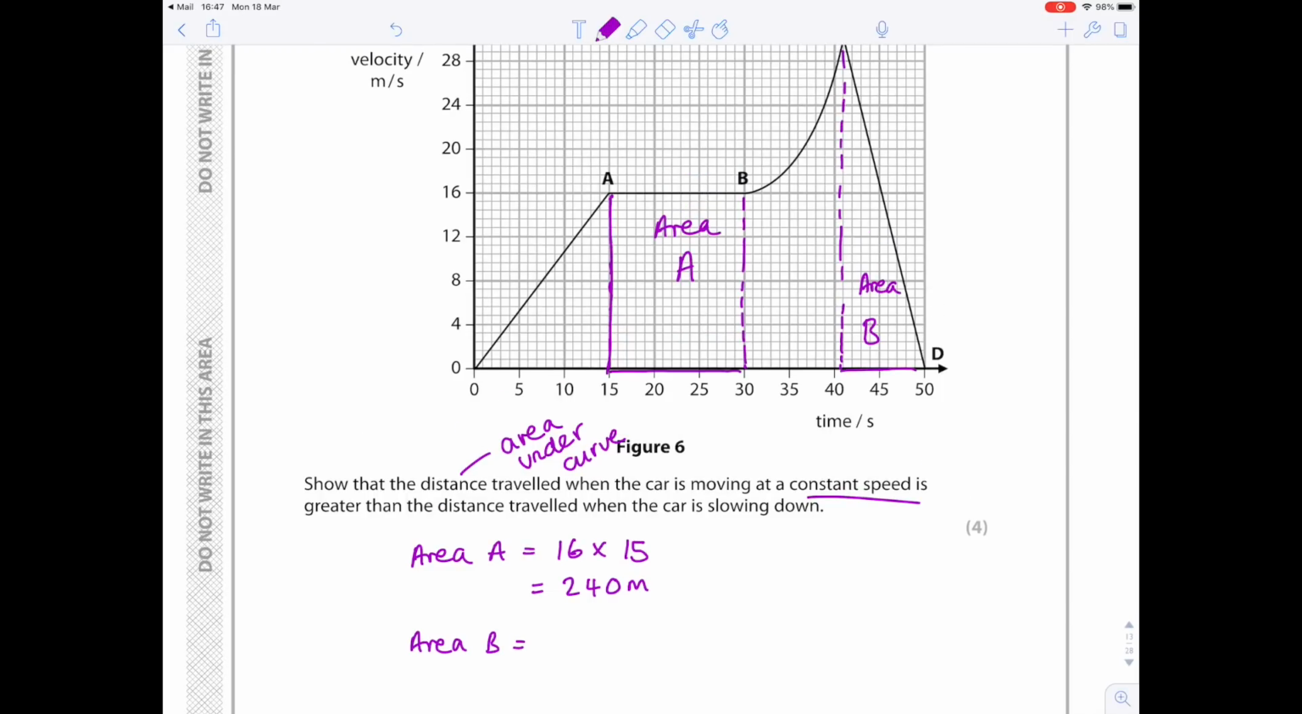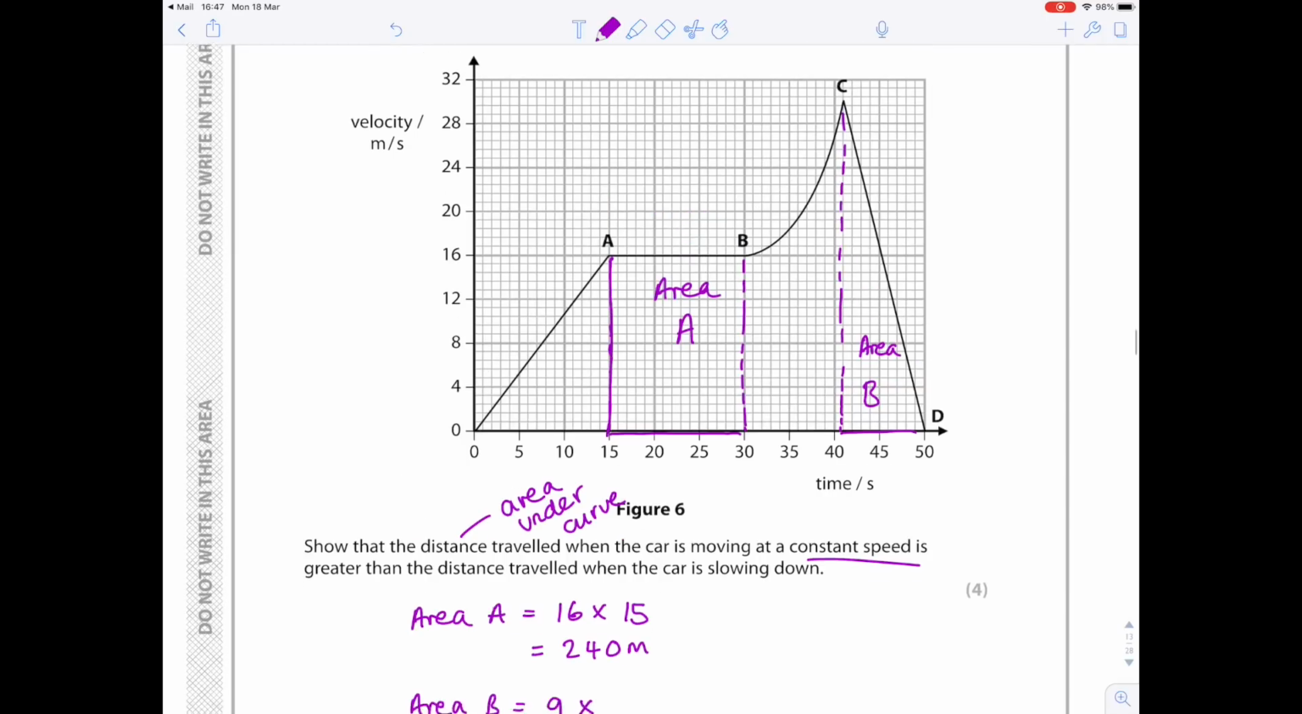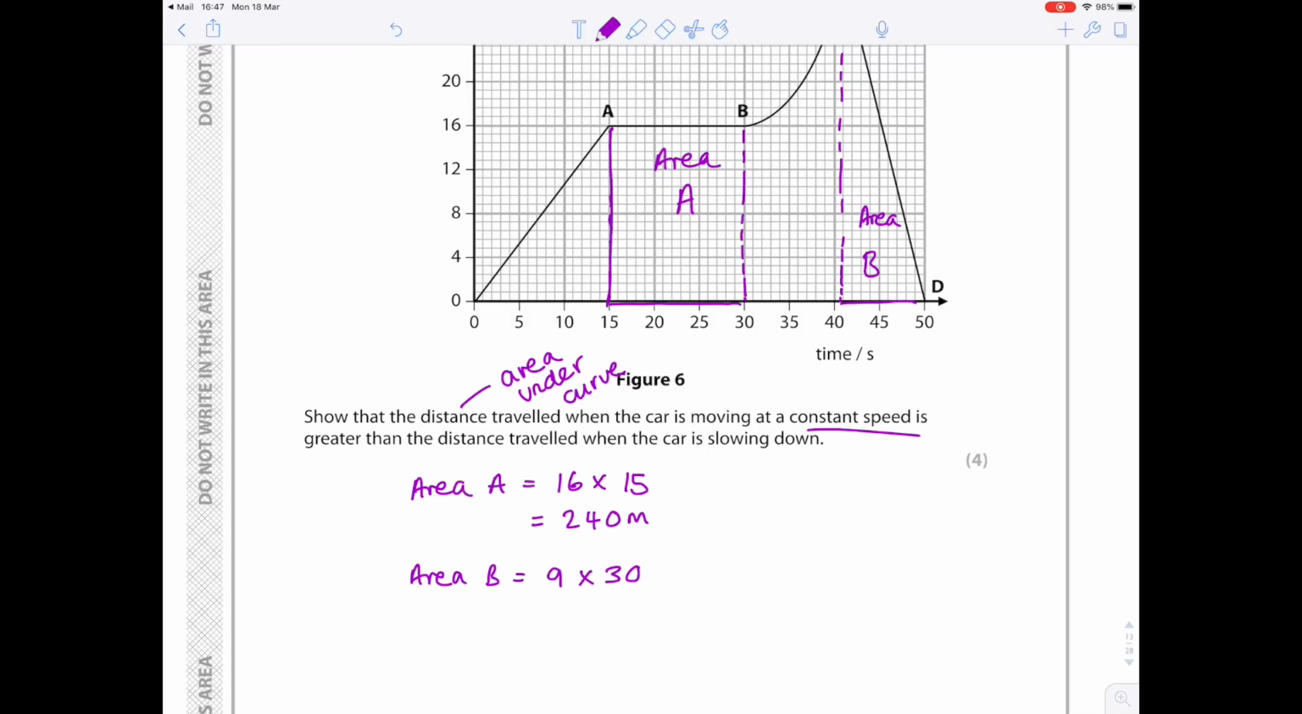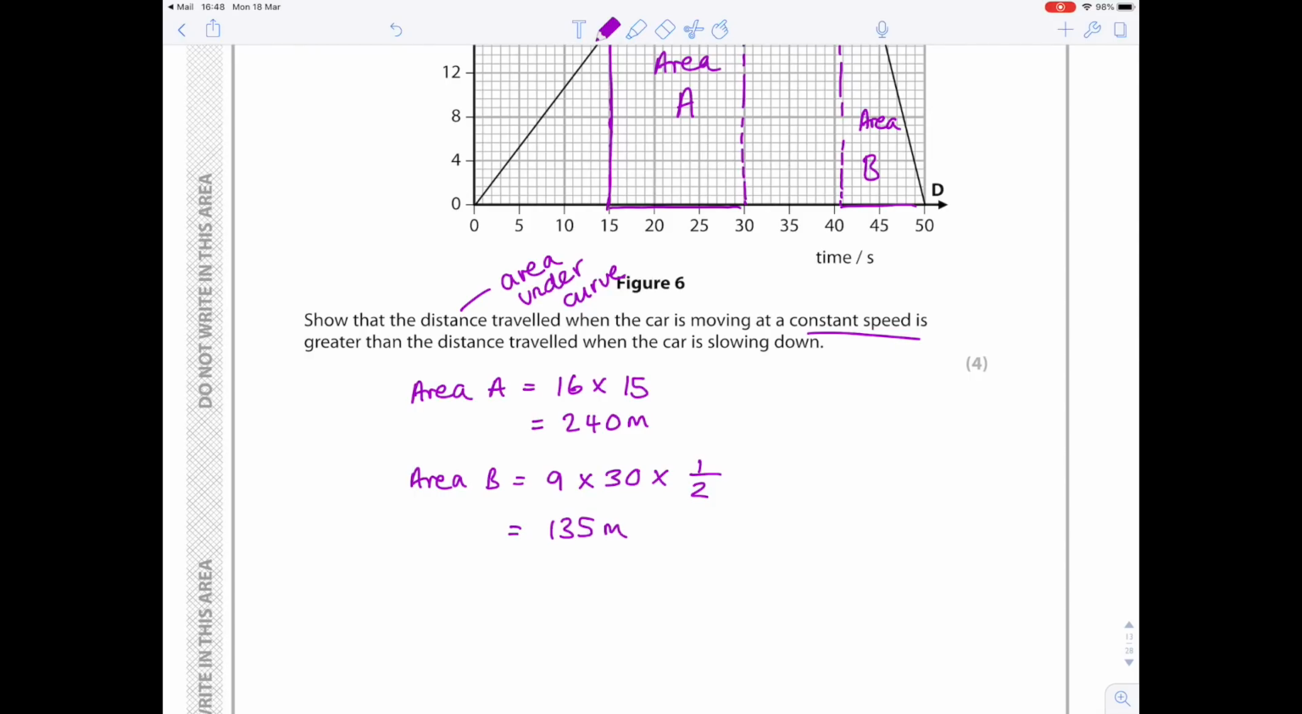So if we look along the x-axis, we can see we have 9. Looking along the y-axis, we reach 30. And because it's a triangle, we have to multiply by a half. And then once you've done that, you get 135 meters, which is good because we expected the car to have travelled further at constant speed compared with when it was slowing down. So just right here, area A is greater than area B. So 240 meters is bigger than 135. So that was quite a lot of work for that question.